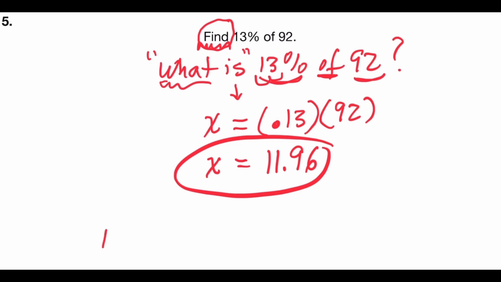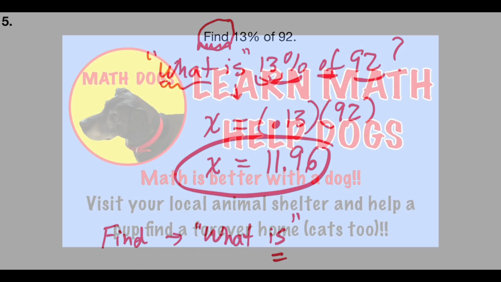11.96. So don't forget, the word find is another way to say the phrase what is, and then you'll have your equal sign for the is.